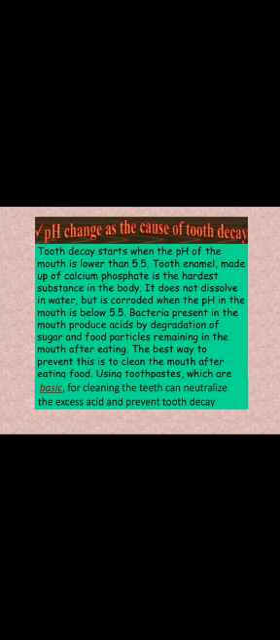Bacteria present in the mouth produce acids by degradation of sugar and food particles remaining in the mouth after eating. The best way to prevent this is to clean the mouth after eating food. Using toothpastes, which are basic, for cleaning the teeth can neutralize the excess acid and prevent tooth decay.